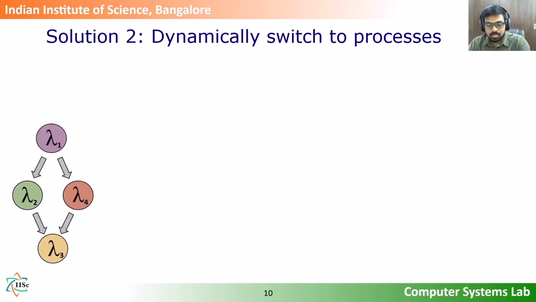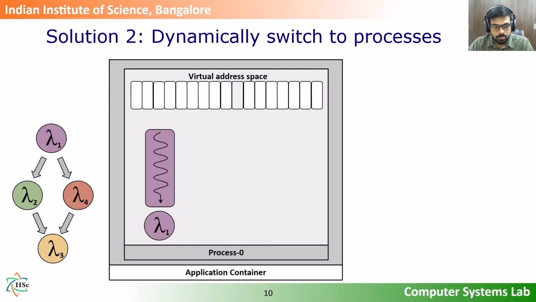To understand Faastlane's design for parallel workflows, let's consider a sample workflow with 4 functions. Lambda 2 and lambda 4 can be executed in parallel once lambda 1 finishes, and lambda 3 aggregates the results of these parallel functions. To begin with, lambda 1 executes as a thread in process 0.